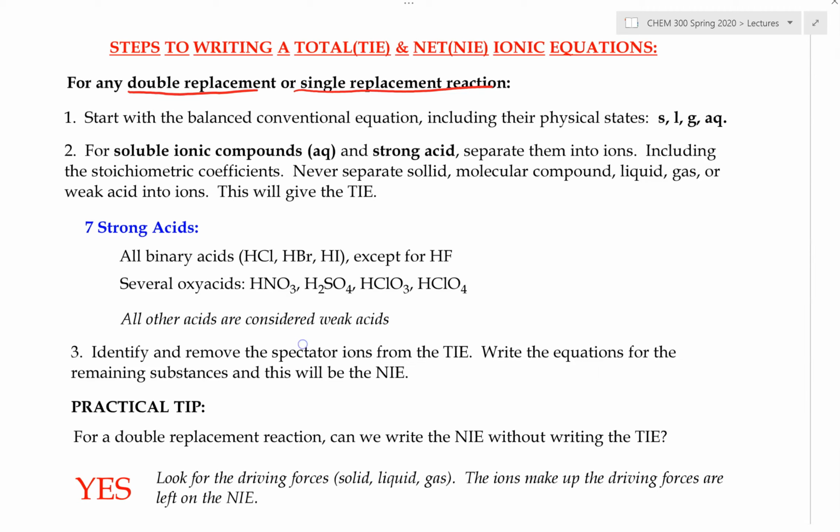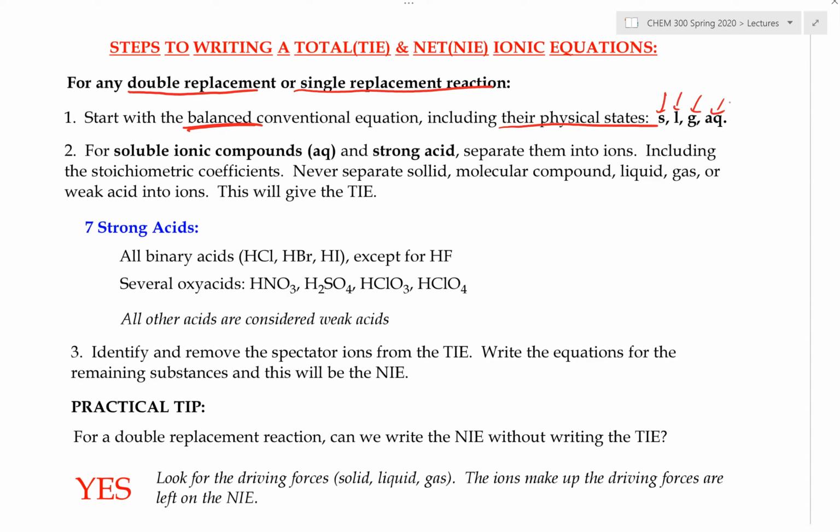First, we would start with the balanced conventional equation. So please do not forget to balance your chemical equation first. So start with the balanced chemical equation. And we also need to include the physical state of each of the substances. Whether something is a solid, a liquid, a gas, or aqueous, please specify all of that. All of that is very important when writing the total and net ionic equations.